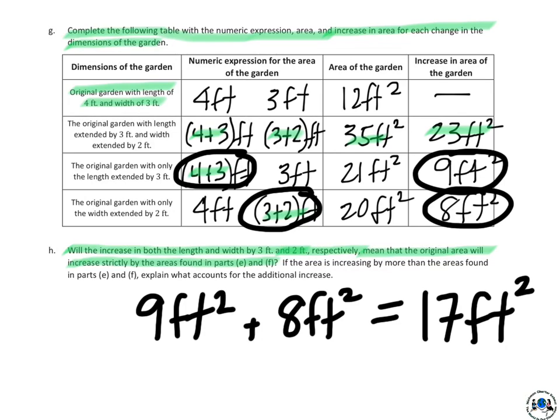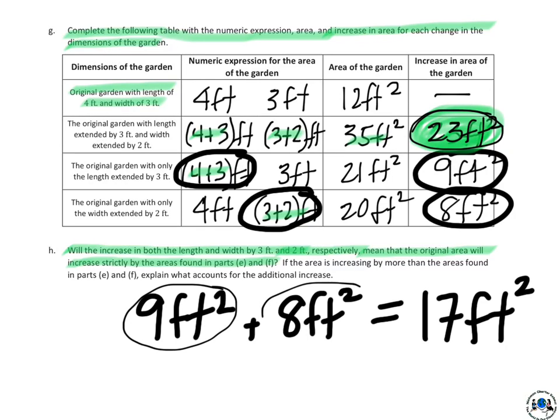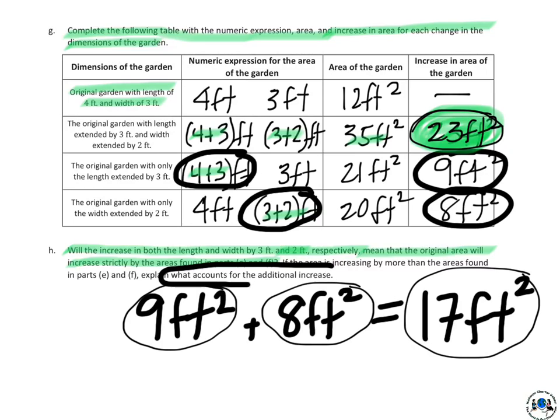But we are looking here at 23 square feet of increase when they both are increased. So there is a discrepancy here. When we increase both at the same time, we add 23 square feet. But when we increase one at a time, those two increases together only equal 17 square feet. So the question is, what accounts for the additional increase?